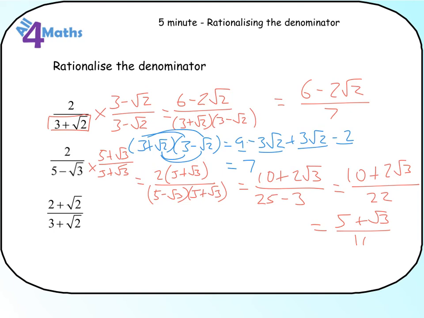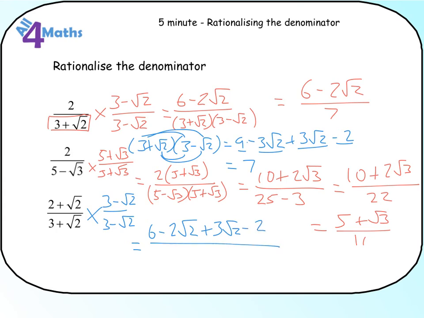The last example then, similar to the other two, I'm going to multiply this by 3 minus root 2 over 3 minus root 2. It's just a little bit harder because of the expansions that we've got to do. So 2 times by 3 is 6. 2 times by minus root 2, which is minus 2 root 2. Root 2 times 3, which is plus 3 root 2. And then root 2 times by minus root 2, which is minus 2.